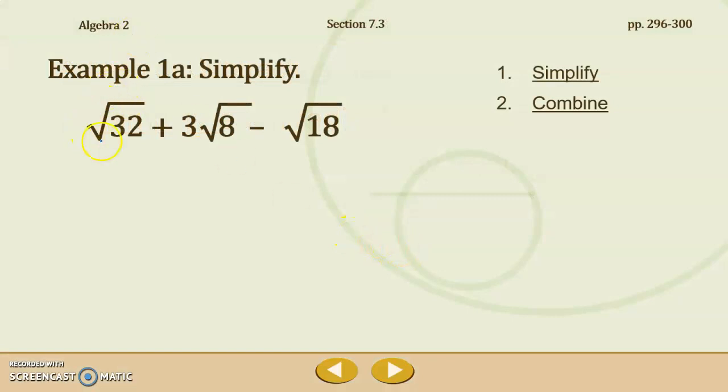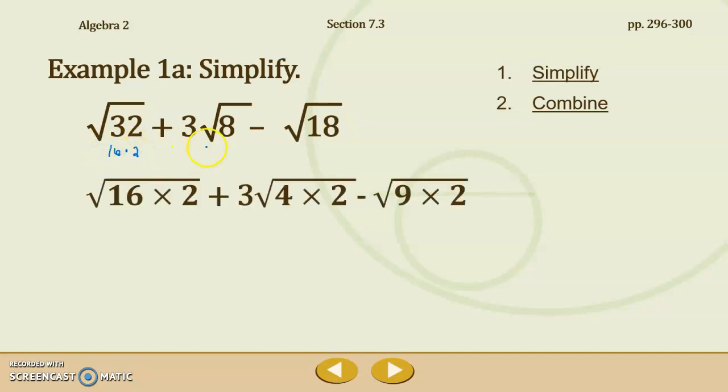So let's start with the square root of 32 plus 3 times the square root of 8 minus the square root of 18. The first thing that we want to do is simplify each radical. And we're going to do that using either prime factorization or thinking of what factors are perfect squares. So I know, for example, that 32 is the same thing as 16 times 2. I can then take the square root of 16 and the square root of 2 to simplify that expression. And 8 is 4 times 2, and 18 is 9 times 2. So I'm looking for those perfect squares to help me simplify that.